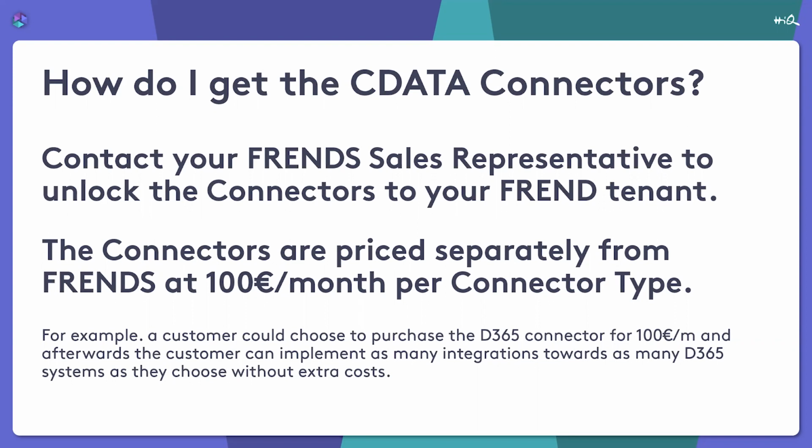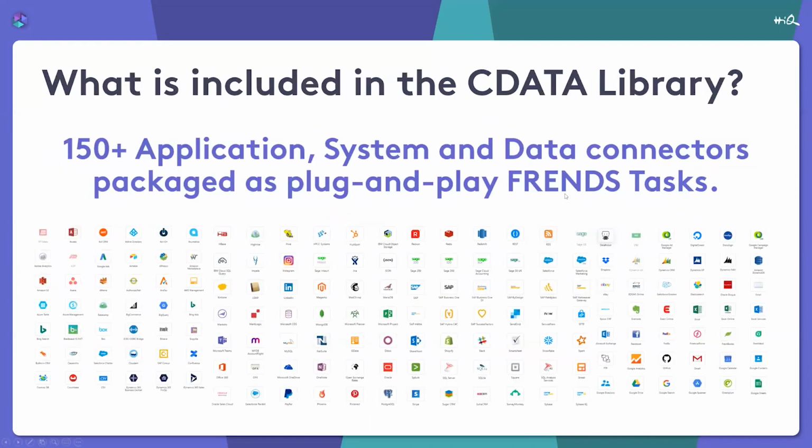Or for example, in the case of D365, you could implement 1,000 different integrations or APIs towards that D365, and you would still only pay the 100 euros per month. So it's only about which connectors, or basically which systems, you are using from the catalog, and then just paying 100 euros extra per month per system, and that's it. No other costs or scaling fees or anything like that.